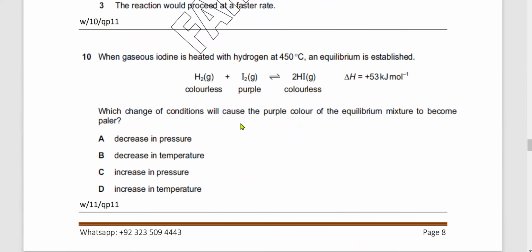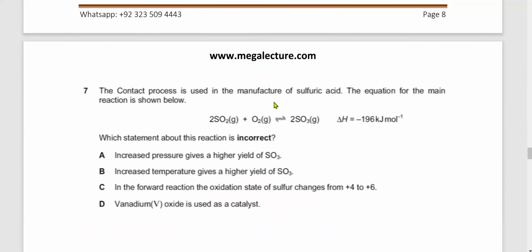Which change of conditions will cause the purple color of the equilibrium mixture to become paler? Where do you want the equilibrium to shift to make it paler? To the right. So any change in pressure will not make a difference because the moles are the same, and so it prefers to go to the right. So if you increase the temperature, it'll go more to the right. So it's going to be D.